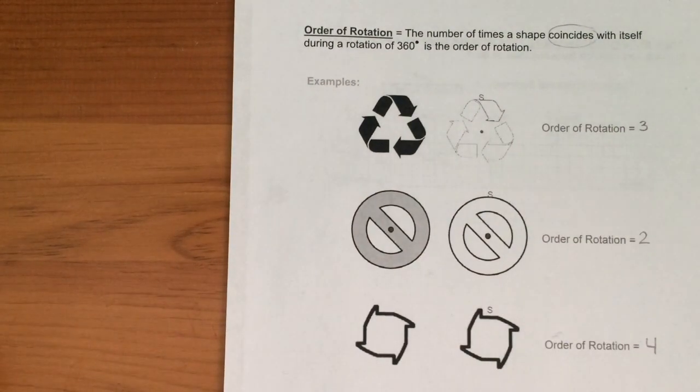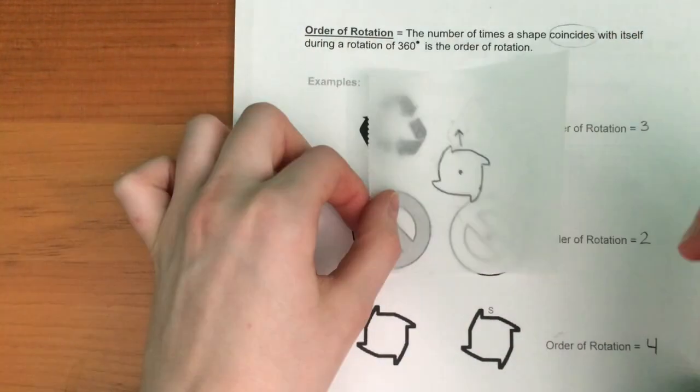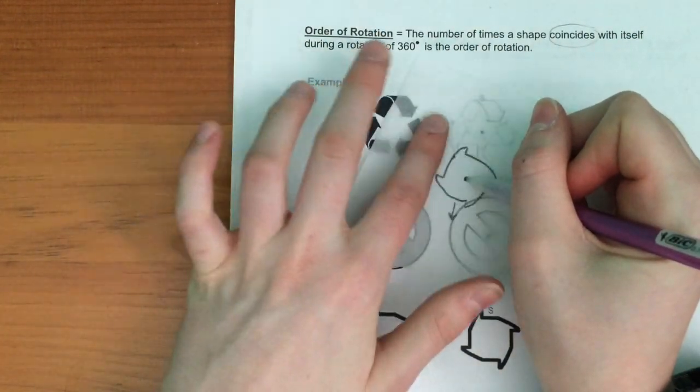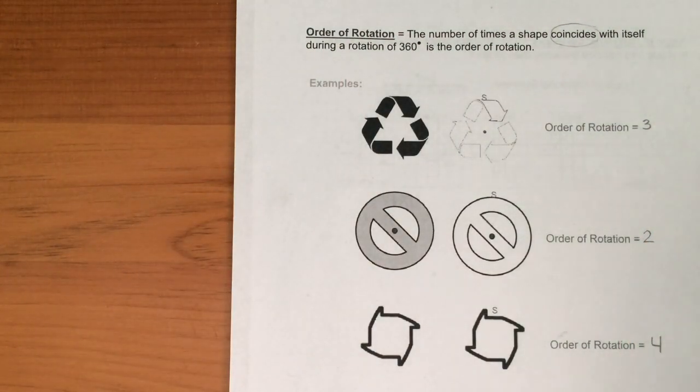And there we go, I've done all the shapes. So the trace paper makes my life way easier because then I can just put the shape on top and actually physically see what is happening as I'm rotating my shape. So you get to use this on quizzes, tests, even the PAT, which is really awesome.